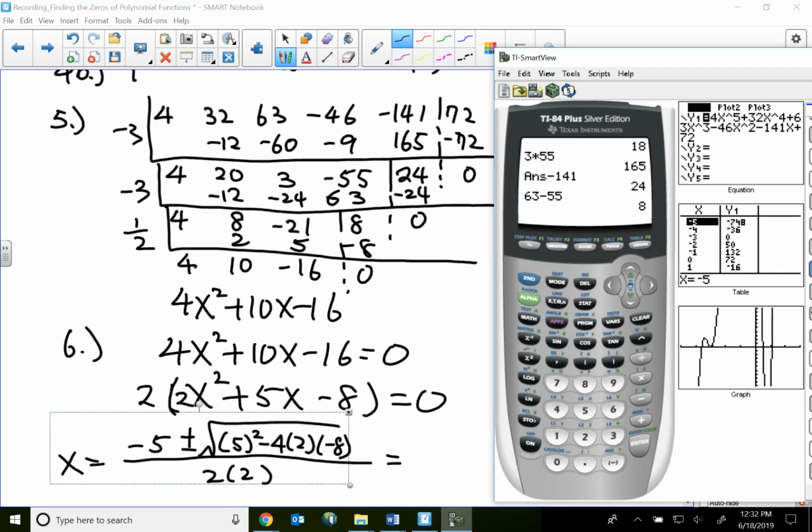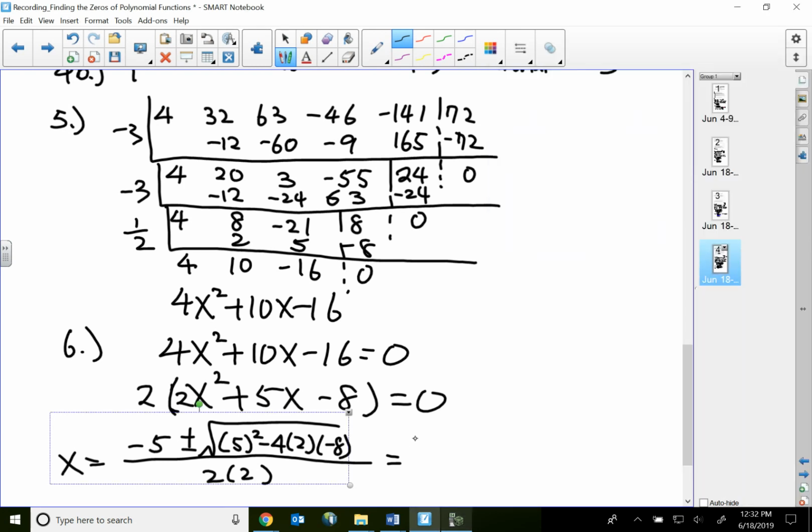All right, let's see what's inside the square root. 5 squared minus 4 times 2 times -8 is 89. Aha, we did this problem earlier. So that's going to be -5 plus or minus the square root of 89, over 4. Earlier means we did this problem in another video before. Voila. That's the other two irrational zeros.